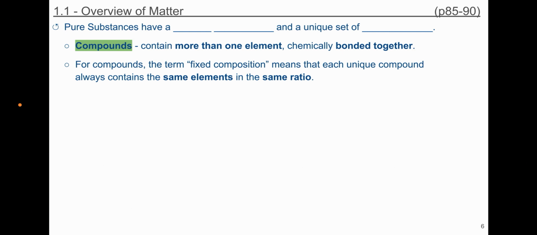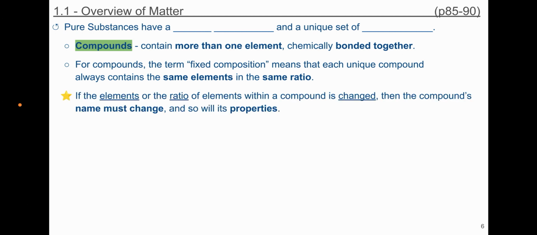We've talked about how the capitalization of element symbols is important. Let's talk about that with compounds a little bit more. In compounds, the elements and the ratio of elements is important. If we miswrite that, if we change it just accidentally, then that compound's name must change, and so will its properties. If we don't get the elements of a compound and the ratio of those elements correct, then we're not talking about the compound we mean, we're talking about something entirely different.